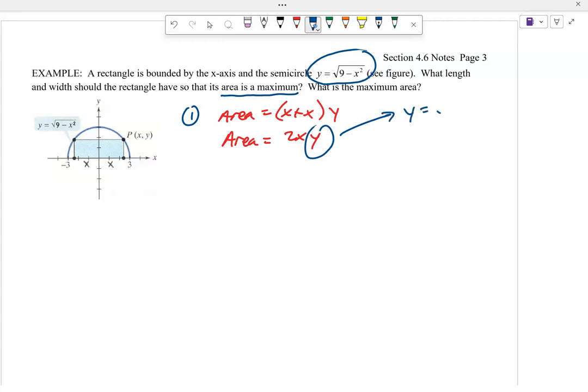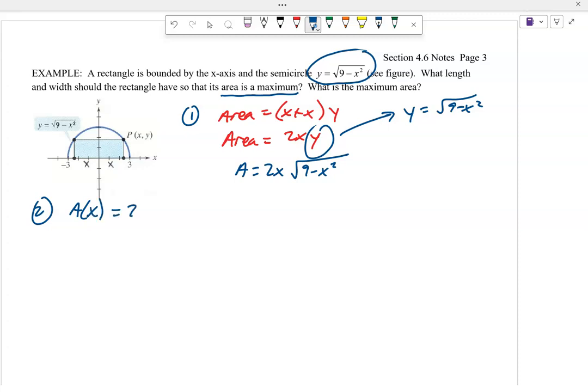Well, that's the square root of 9 minus x squared, right? It goes up as high as that. That's the functional height. So our area here is 2x times the square root of 9 minus x squared once we replace the y with substitution. So that's what we're trying to maximize.